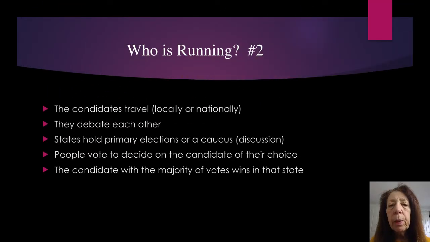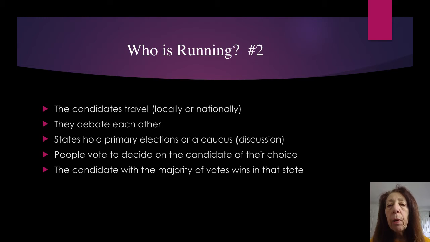This PowerPoint has been basically about the federal elections for President of the United States. But we have state elections, county elections, and local government elections. The process is still the same. You need money. You need to campaign. You need a platform, your ideas, what you're running for and against. With the federal, the national elections, you campaign in different states. The candidates debate and discuss each other.